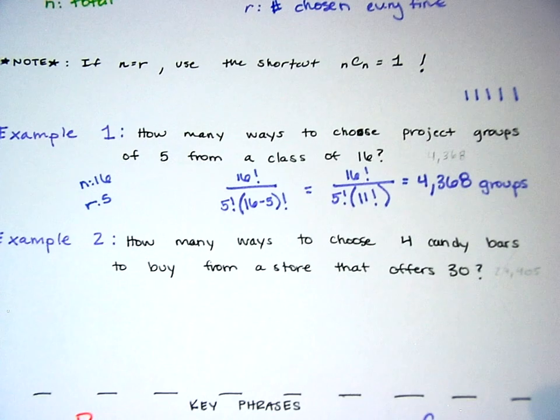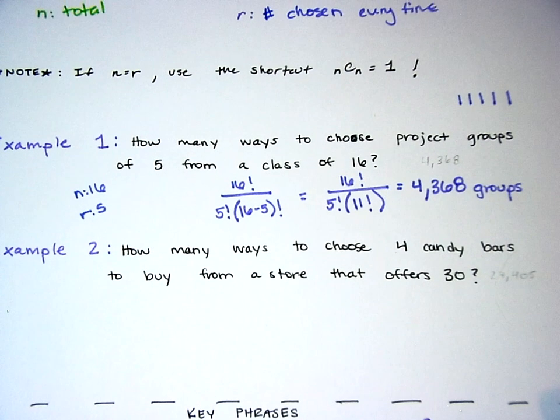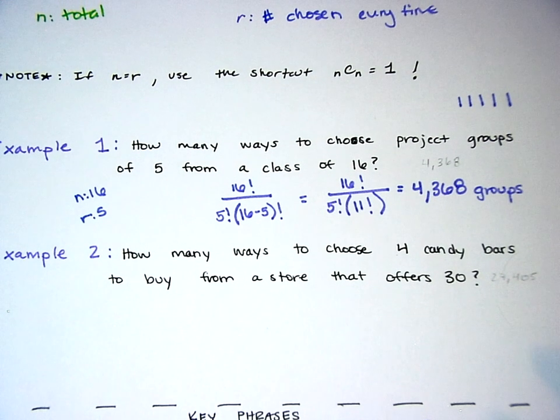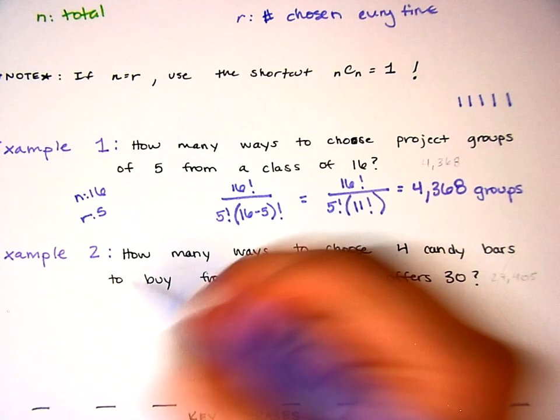All right, second example. How many ways to choose 4 candy bars to buy from a store that offers 30? So again, think about if you're buying 4 candy bars. It doesn't matter which order you pick them in, you're still walking out of the store with the 4 candy bars. So these are just groups. Order does not matter.